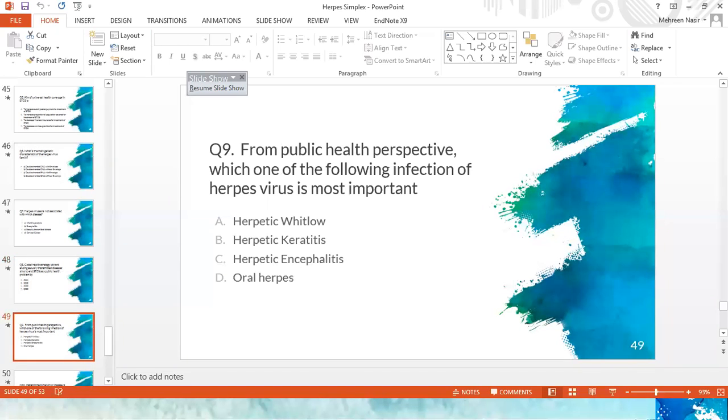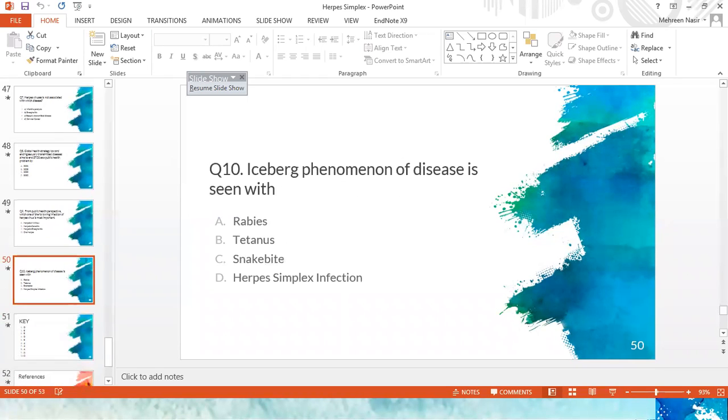From the public health perspective, which one of the following infections of herpes is most important? Herpetic whitlow is the most important because it causes more transmission. Iceberg phenomenon of disease is seen with D. Yes, the correct answer is herpes simplex infection.